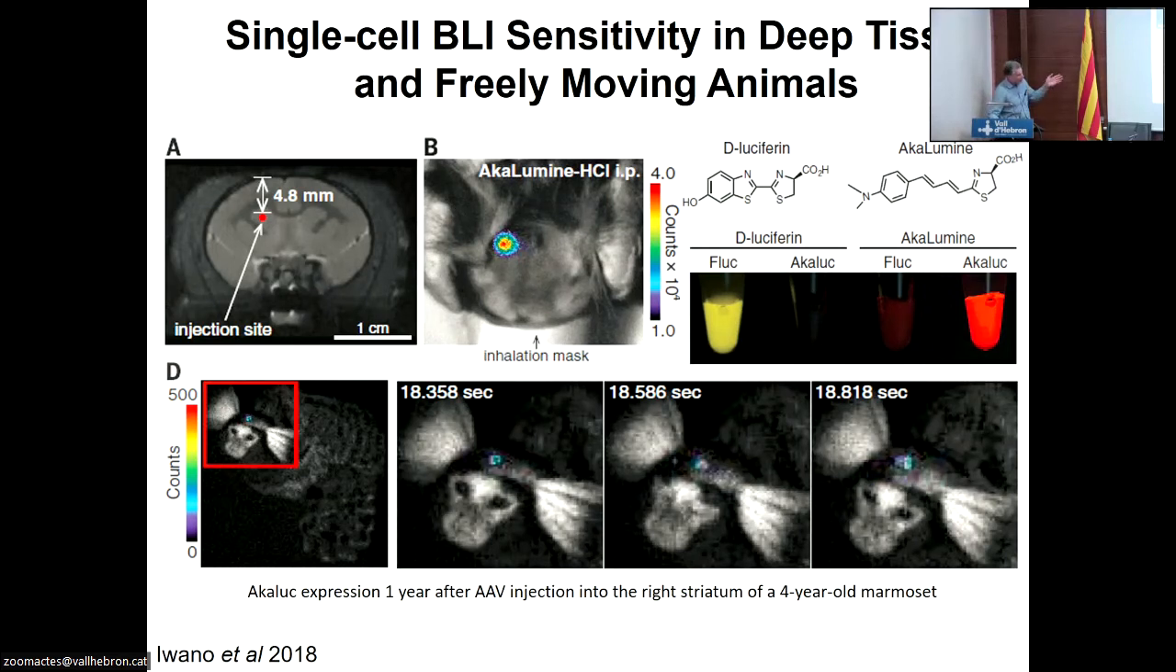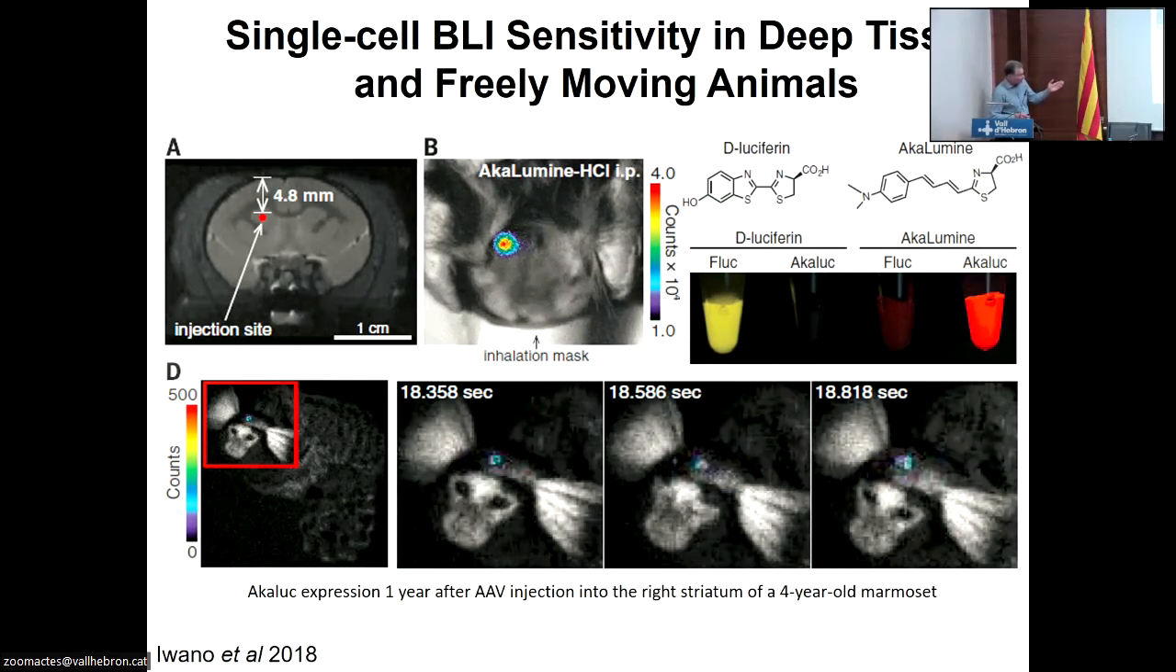But then this Japanese group, this was published again in Science, what they've done is they took firefly luciferase and they evolved it. And instead of just evolving the luciferase, they also evolved the substrate simultaneously, because it's like a lock and key, they have to fit together. And by doing that, they made this luciferase 100 times brighter than standard firefly. So it meant then that they could see this.